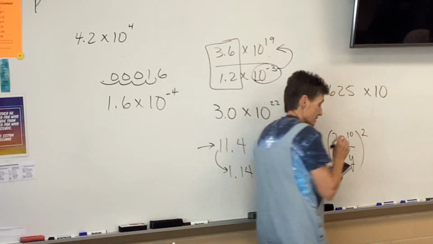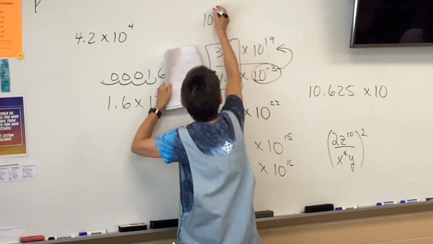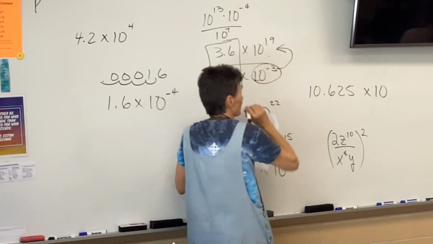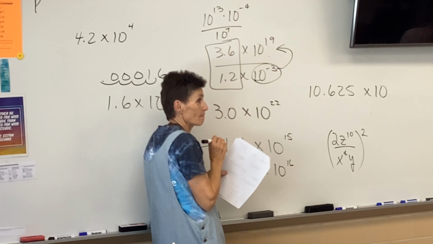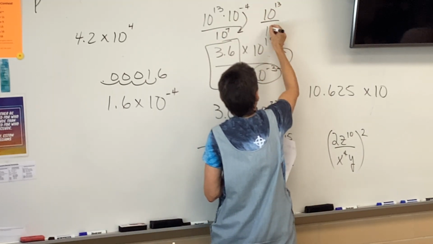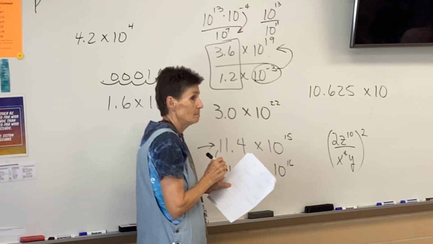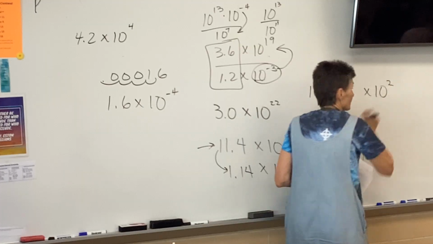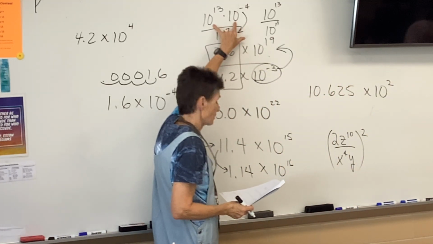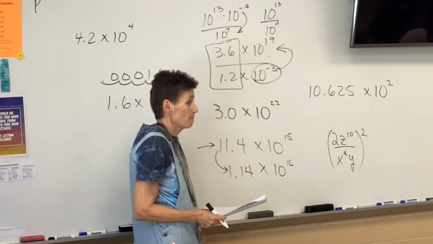All right, now times 10 to the what? Let's look at our tens. We have 10 to the 13th, 10 to the negative 4th, and 10 to the 7th. So these will come down. So I have 10 to the 13th over 10 to the 11th, which is going to be 10 to the 2nd. You also just subtract, yeah. Absolutely. That's 10 to the 9th over 10 to the 7th. Yep. Math is beautiful.